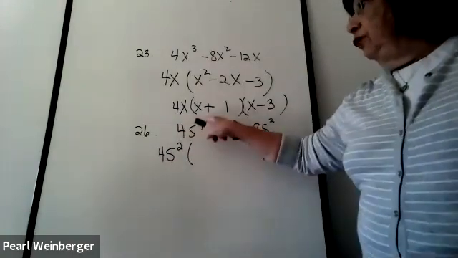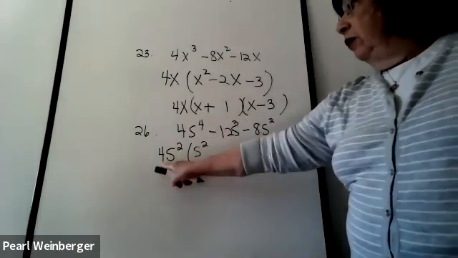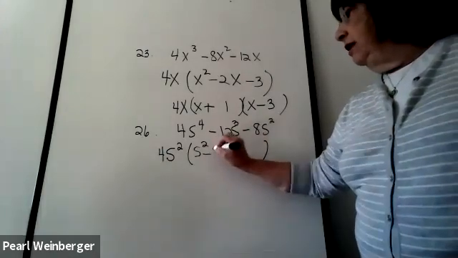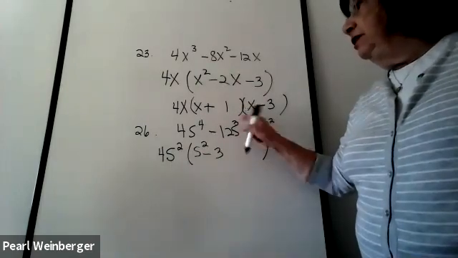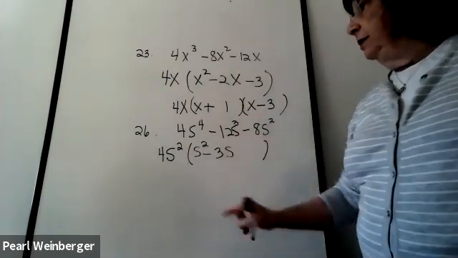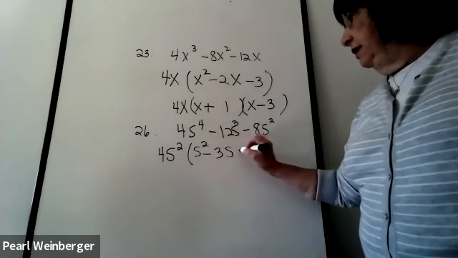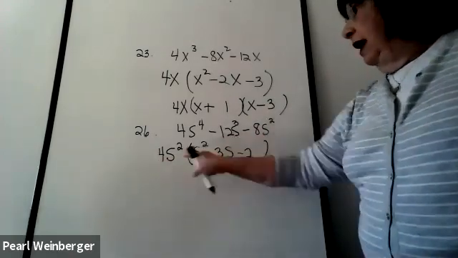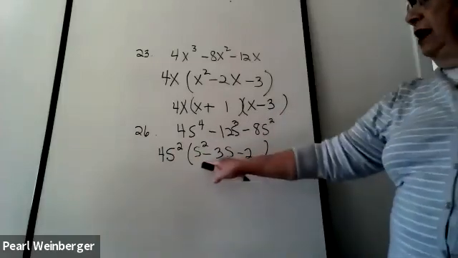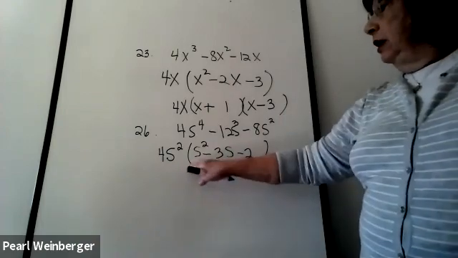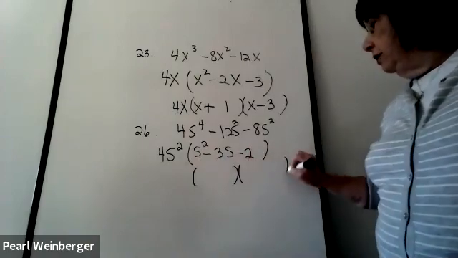S squared into S fourth gives me S squared. Remember, we're subtracting exponents. 4 into negative 12 is negative 3. S squared into S third gives me S to the 1, which is just a plain S. And finally, 4 into negative 8 is negative 2. And S squared into S squared cancel out. And again, I'm left with a trinomial in the parentheses that I'm going to try to factor.